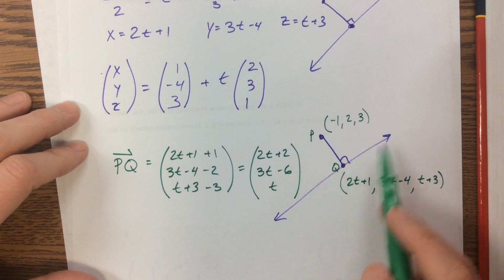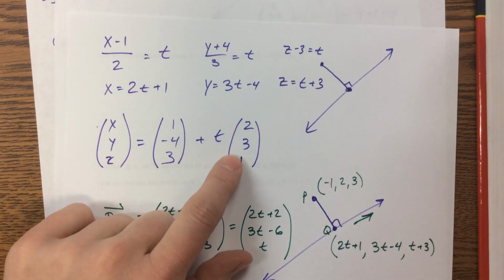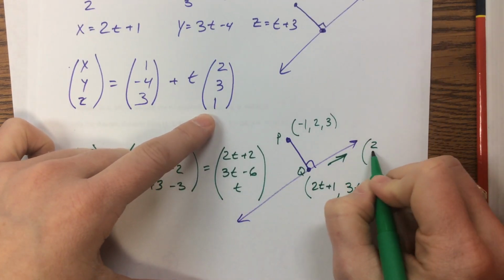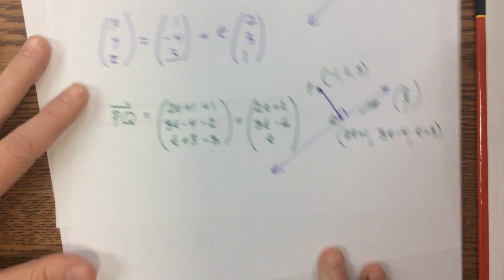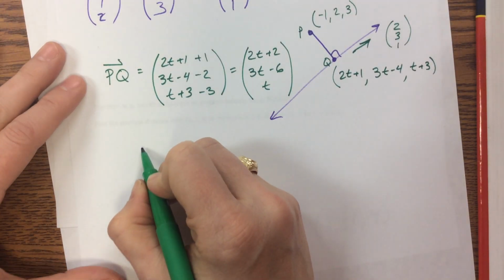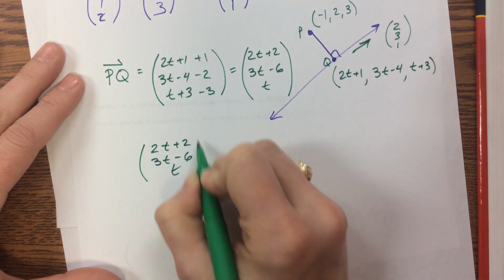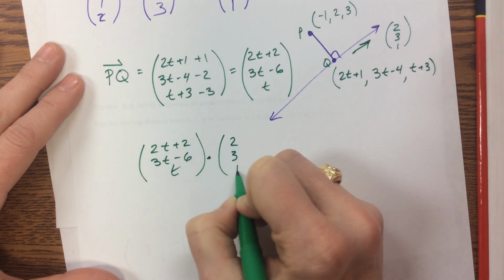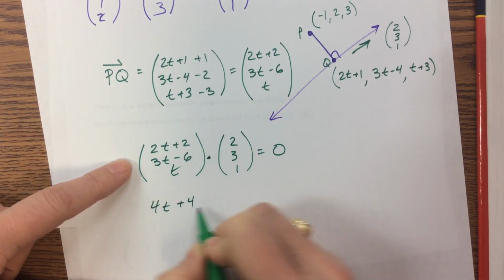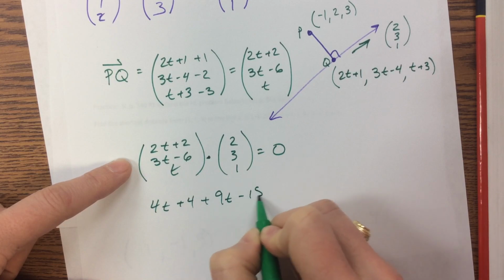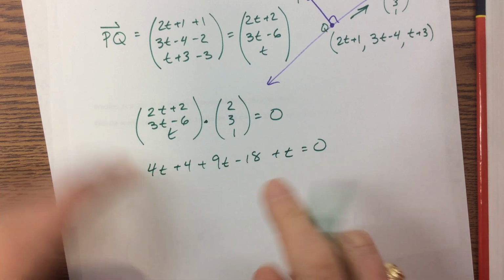In order for us to get to this point Q, PQ needs to be perpendicular to the direction vector of the line. Looking back here, the direction vector is 2, 3, 1. So that's the direction that this line is moving. I'm going to do the dot product. I want it to be perpendicular, so the dot product needs to equal 0, and we're going to solve for t. So this is 4t plus 4 plus 9t minus 18 plus t. That's 10t, that's 14t.